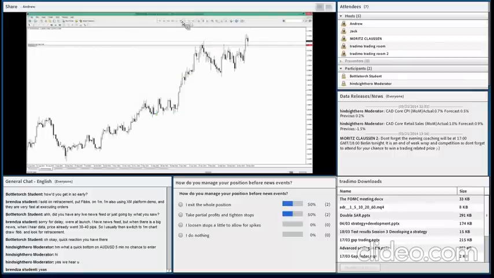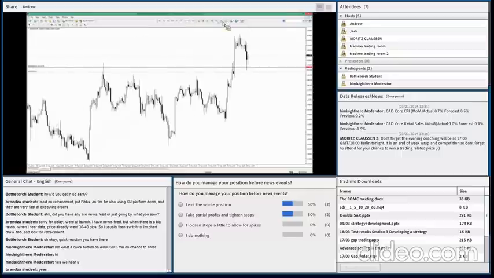On the 4-hour chart, we've got this area here.